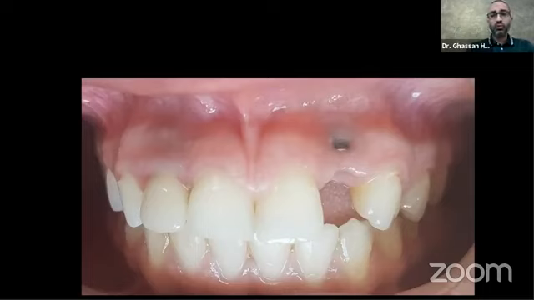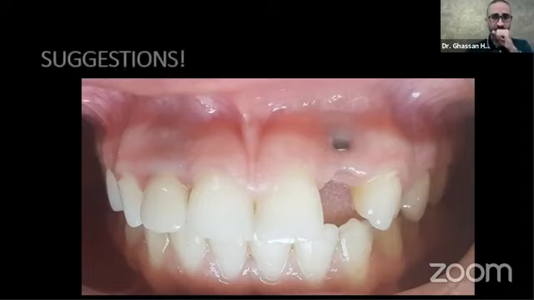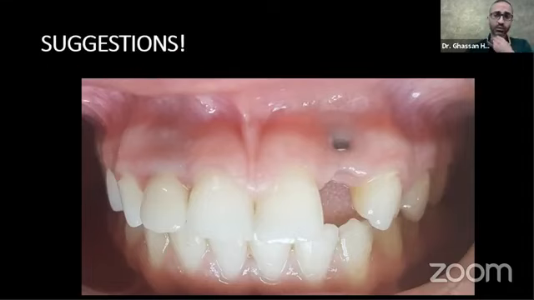Here, I took the decision to cover this fenestration with a soft tissue graft, because my decision was to preserve this implant. If I extracted this implant, I would have to go for vertical bone augmentation, and if I didn't, it would end up with a massive defect in the maxilla. So I decided to do a connective tissue graft around this implant.